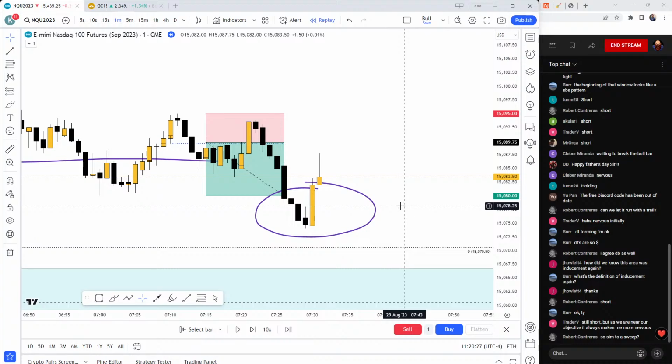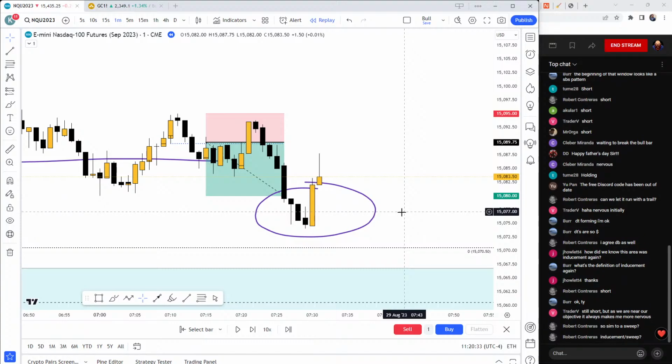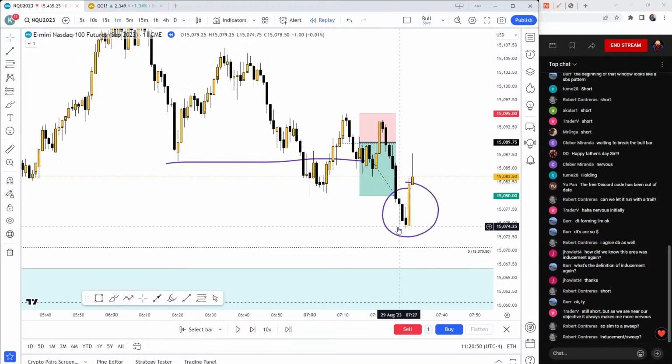Yeah, I mean, essentially when you're talking sweep entries, you're looking at tapping into something specific, right? Inducement creates liquidity for the sweep. The sweep actually takes it. So they're not the same, but they're in the same area, right?